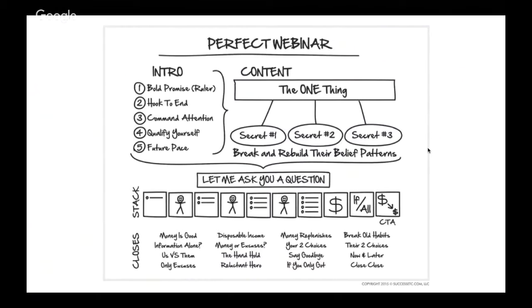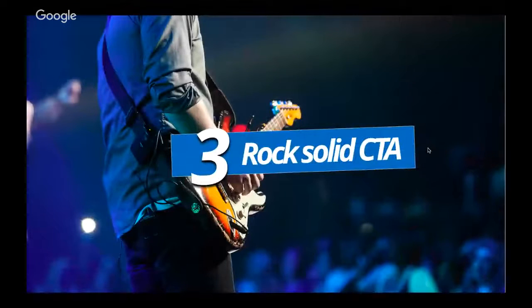The bottom half is a bit more complex. We're not going to go through it now. It's about how you do that call to action. But I think you've got a bit of value there where you can start creating an outline for a webinar at the end of this webinar. Finally, with webinars, you need to have a rock solid call to action. It's called a CTA, or a call to action.